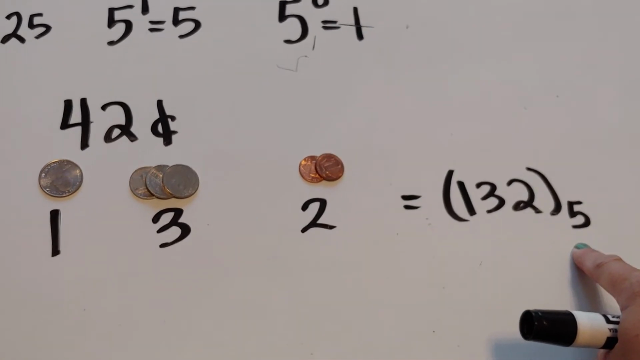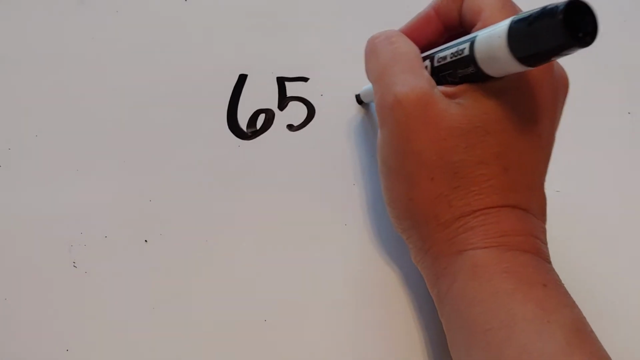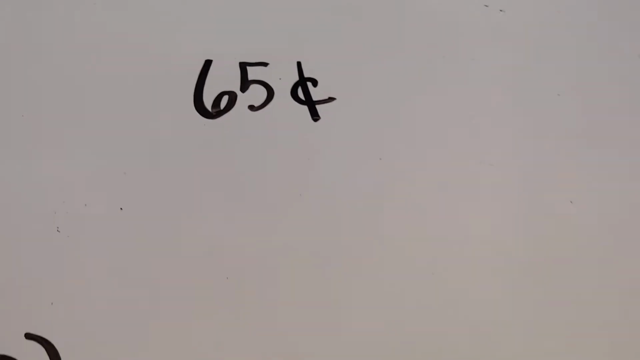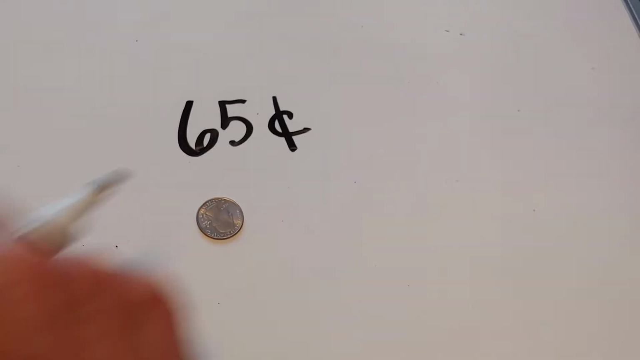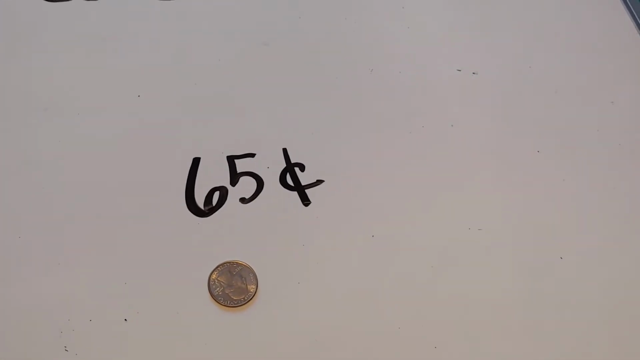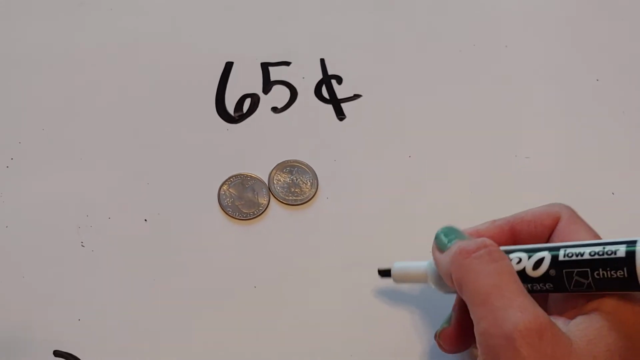Okay, let's try another one. So if I said that I wanted to make 65 cents, oops, sorry, 65 cents. And again, we're using our quarters, nickels, and pennies. So let's see, how many quarters do I need? I think I'm going to need 2 quarters, right? 2 quarters would be 50 cents, okay?